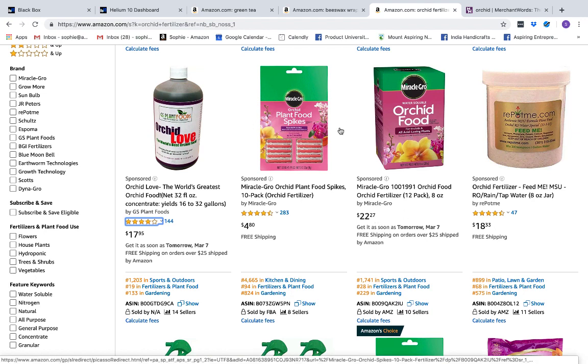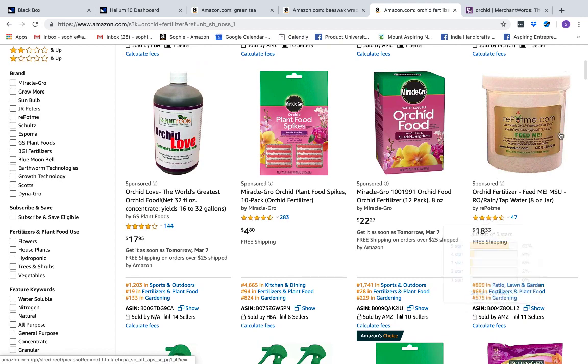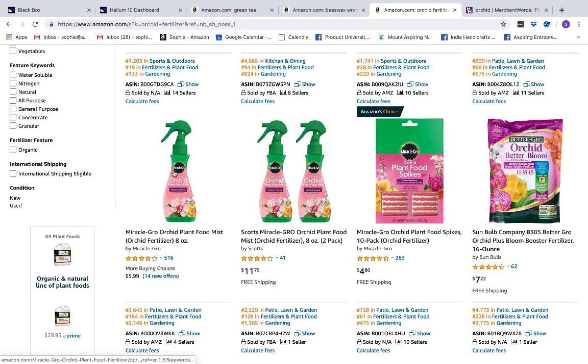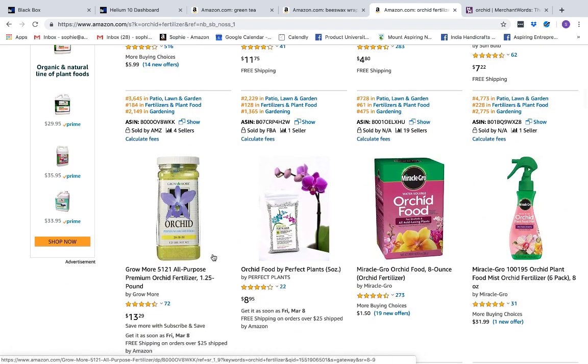There's that big brand Miracle Grow. Repot Me seems to be getting well established. Good price point. Not very nice packaging though. Doesn't even look straight. Looks pretty cheap and nasty. Here's a trigger bottle thing, Plant Food Mist. Spikes is getting the Amazon's Choice badge, but so cheap. So we want something a bit more expensive. We want something like this.